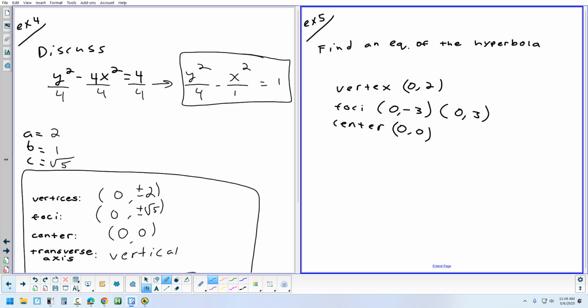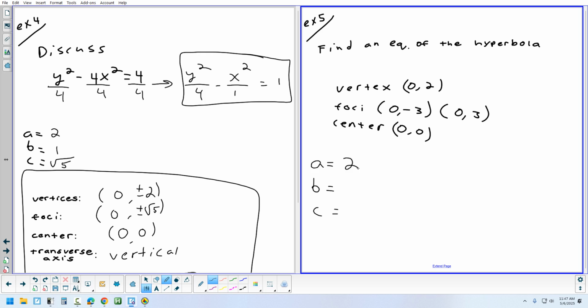What are the 3 letters that you want to identify first? Yep. A, B, and C. Doesn't matter what kind of problem you're doing. You always want to figure those out first. Okay. What is A in this case? Yeah, John. 2. It's the distance between the center and the vertex.